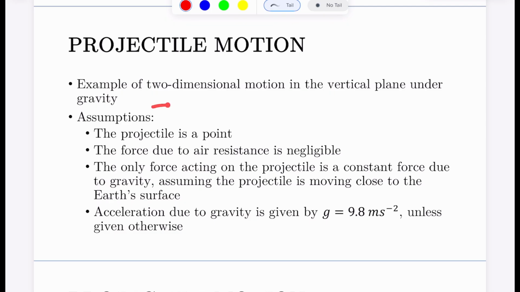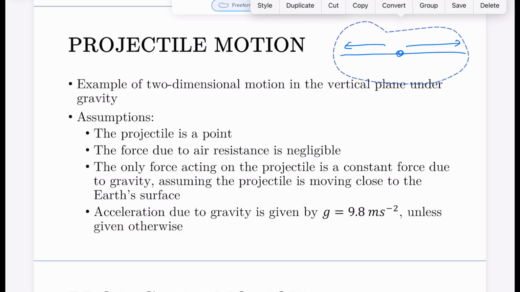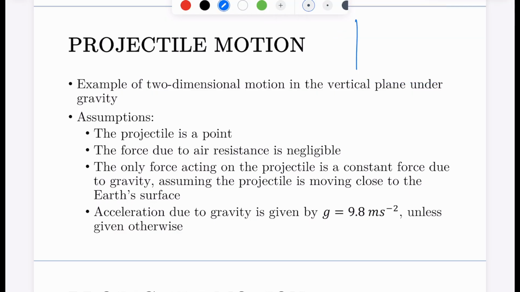So projectile motion is an example of two-dimensional motion. So far, we've been looking at one-dimensional motion. So in advanced, when we've been looking at kinematics, we've been looking at one-dimensional motion, where a particle moves left and right along the x-axis or the y-axis. Now we'll be looking at motion in two planes. So this is the x and y-axis. And viewed from the side, this is what projectile motion looks like.